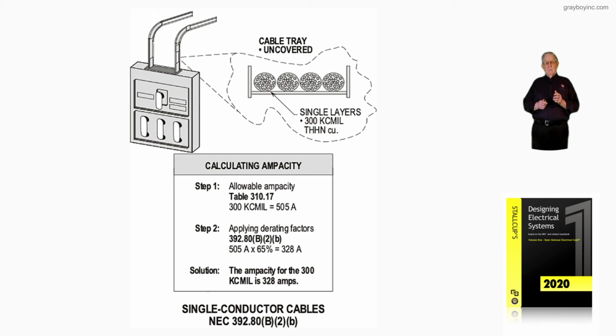So in the solution, based upon the cable tray being uncovered, and due to the conditions of the size of the conductors and so forth, and the application of 392.80(B)(2)(b), 65% is selected. So 65% of 505, again, is 328. So the solution and ampacity is 300 kcmil, only good for 328 due to the 65% adjustment factor in step two, and that's what this illustration is illustrating.